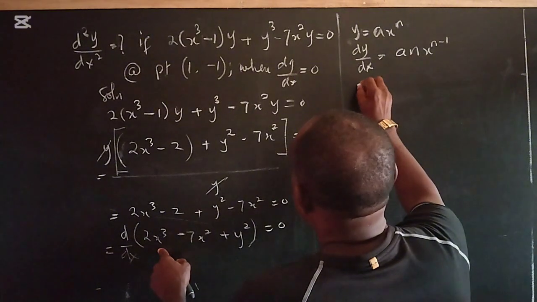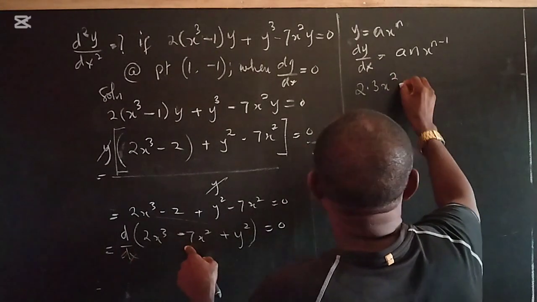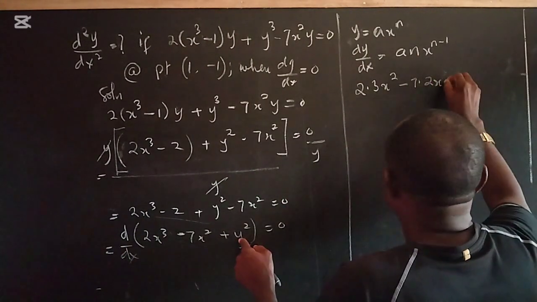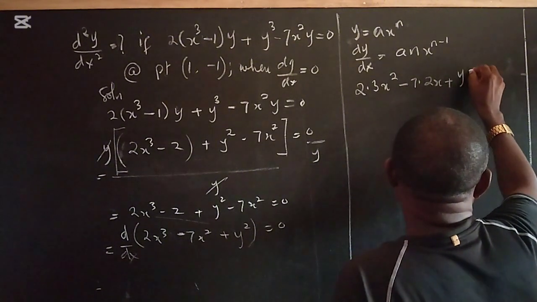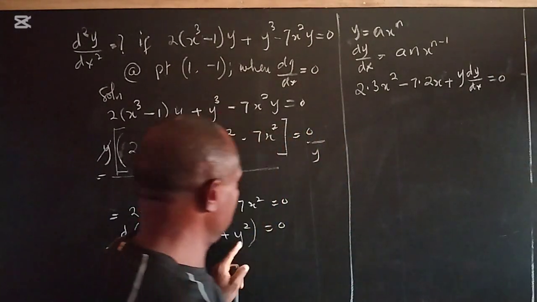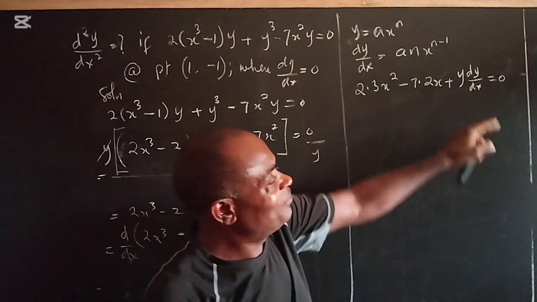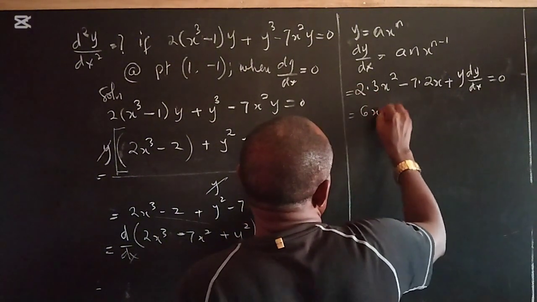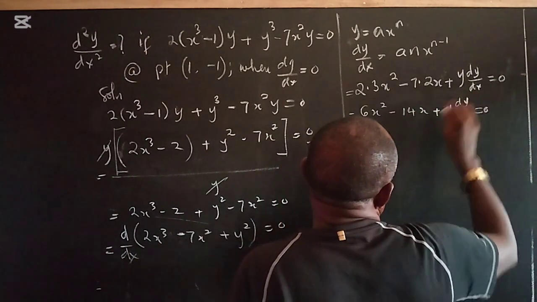So for the first term, we're going to have 2 times 3 coming to the front, and then x with 3 reduced by 1, that's x squared. We do the same thing for the next term, x raised to the power 1 or just x. Watch out for this, guys: if you differentiate y squared, you're going to have 2y, and then the derivative of y, which is dy/dx. The result is equal to 0. I want you to take note of how y squared was differentiated there. So the next thing is we have 6x squared minus 14x plus 2y dy/dx is equal to 0.